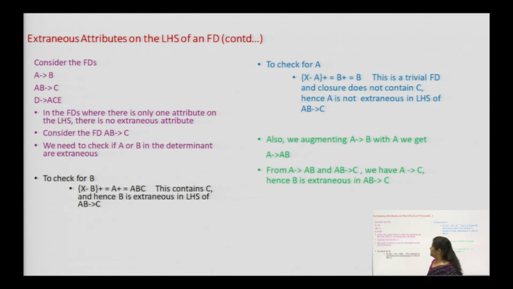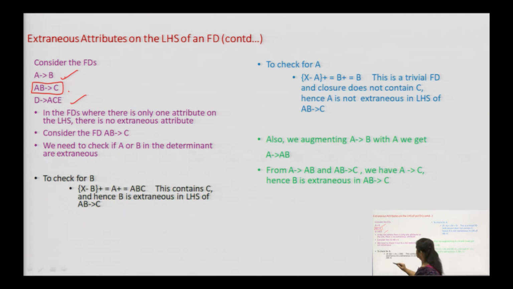Let us take up this example. We have the functional dependencies A to B, AB to C and D to ACE. Now, let us see, obviously in A to B there cannot be any extraneous attribute on the left hand side, there is only a single attribute. In D to ACE there cannot be any extraneous attribute because there is only a single attribute. We need to check for extraneous attribute in AB to C.